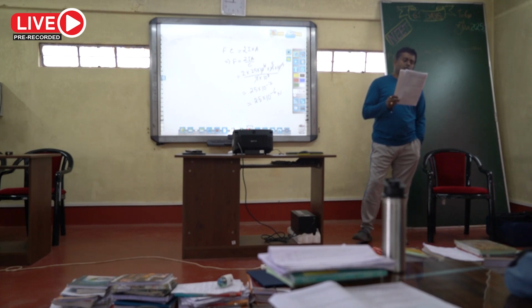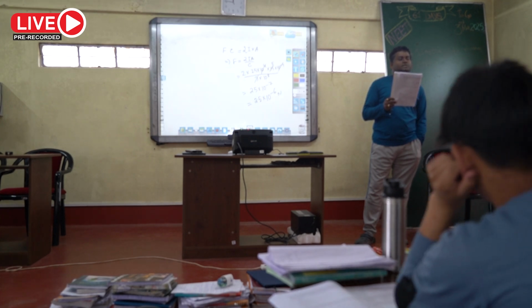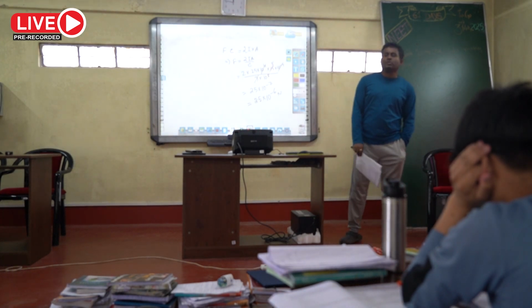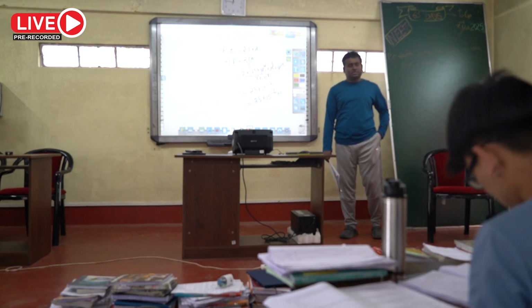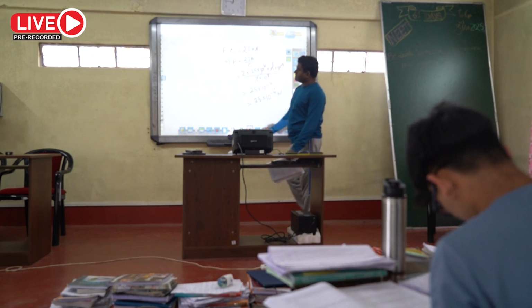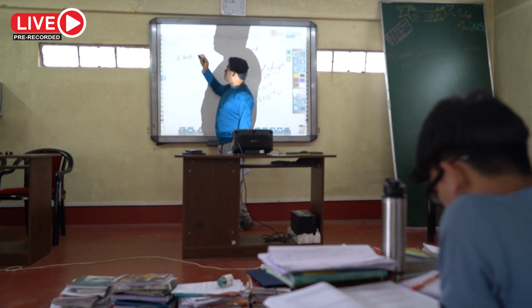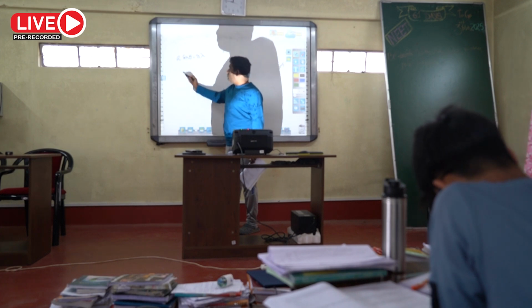Next, you only have to find the width of the central bright fringe. The distance between two dark fringes means the width of the central bright fringe. The distance between the two first-order dark fringes on both sides means the width of the central bright fringe. So how can we find that? We know that a sin theta equal to n lambda. Since these are first-order dark fringes, I put n equal to 1.